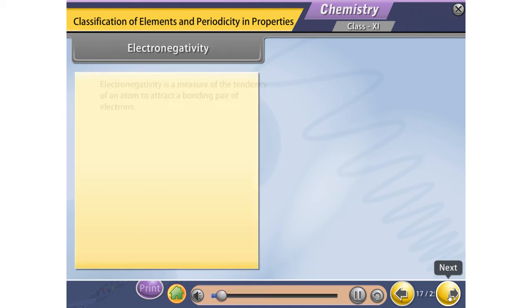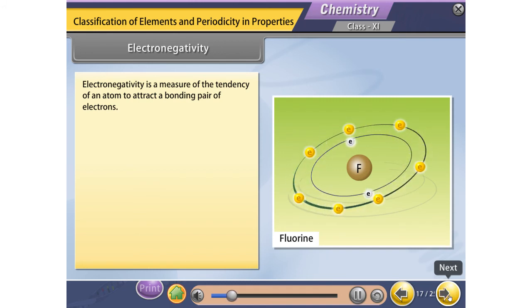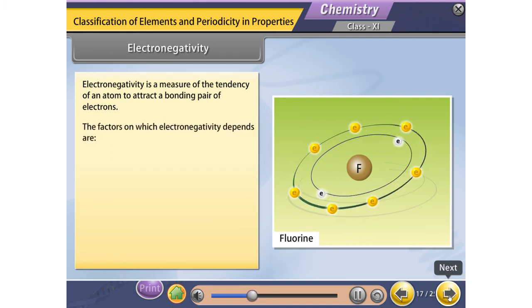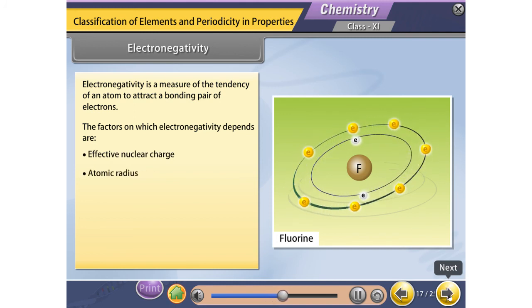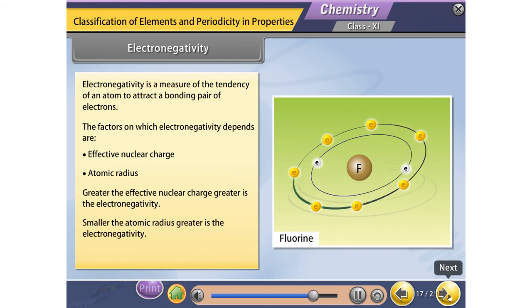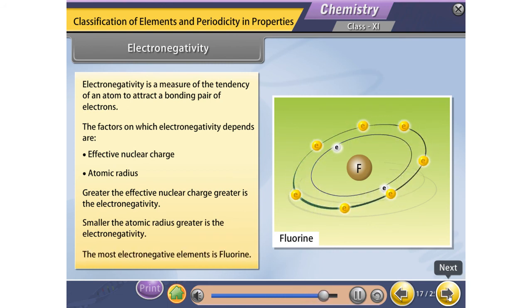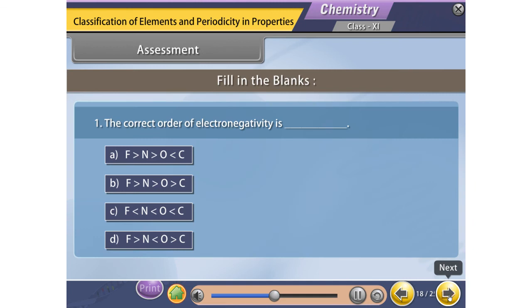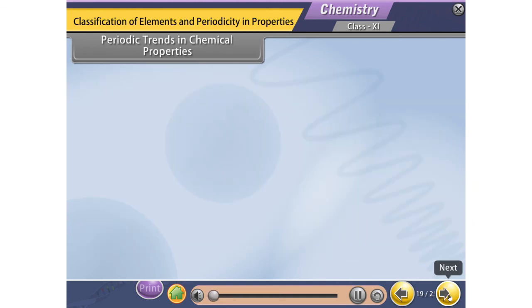Electronegativity. Electronegativity is a measure of the tendency of an atom to attract a bonding pair of electrons. The factors on which electronegativity depends are effective nuclear charge and atomic radius. The greater the effective nuclear charge, the greater is the electronegativity. The smaller the atomic radius, the greater is the electronegativity. The most electronegative element is fluorine. Assessment. Before proceeding, periodic trends in chemical properties.